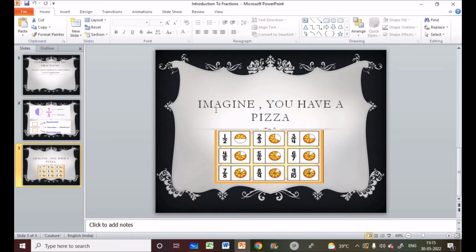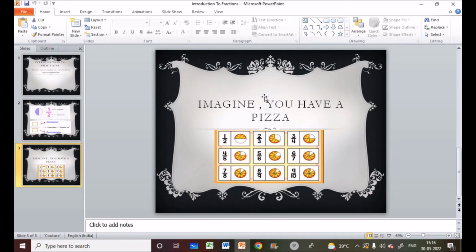So likewise, you can do different things like this: 2 by 3, 3 by 4, 4 by 5, 5 by 6, 6 by 7, 7 by 8, 8 by 9, 9 by 10. Different possibilities. You can try with the pizza or imagine. Or you can just take a circle and divide it. Then also it will be like pizza only, right? So there are different possibilities. You can understand fractions better while imagining you have a pizza or getting a real pizza also.